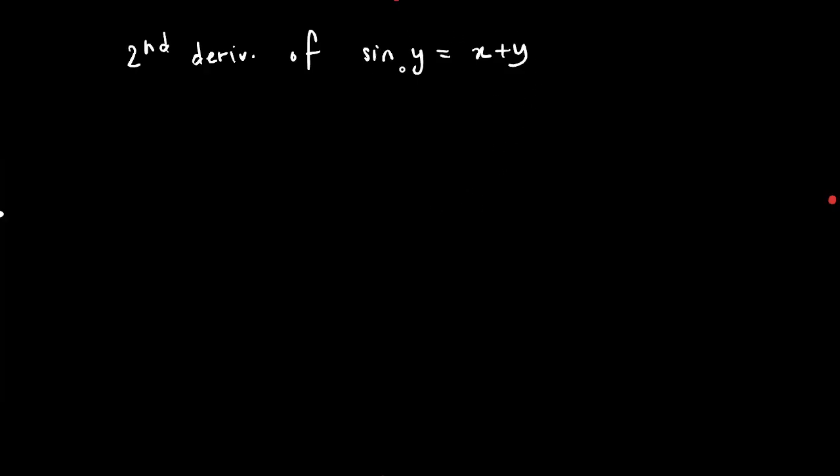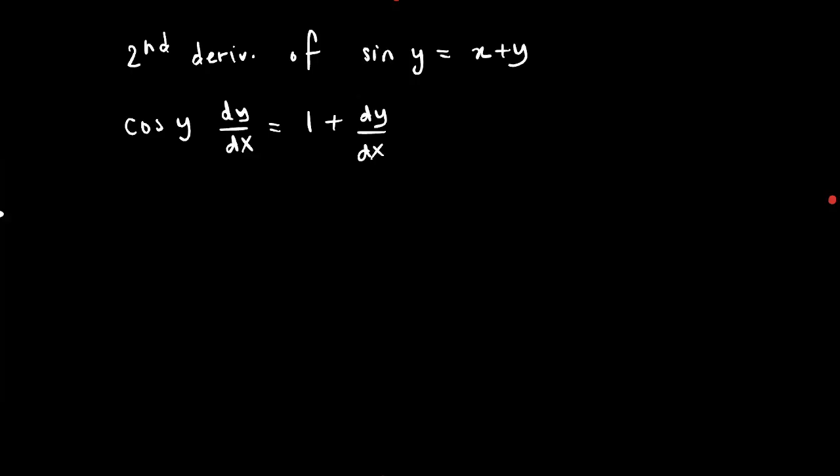So we start off, as with anything, by finding the first derivative, and then of that we will take the derivative again. So the first derivative here, what do we do? Well, the derivative would end up being cosine y, and again the derivative of y is just dy dx, because this is chain rule. So cosine y times dy dx is equal to 1 plus dy dx.